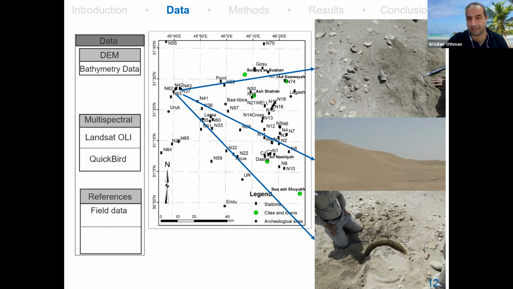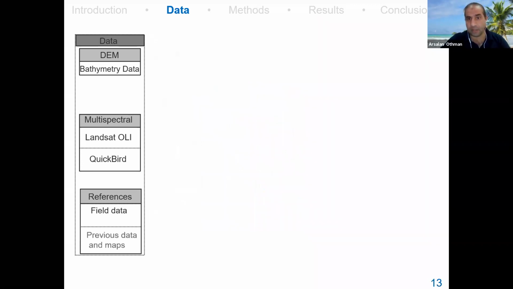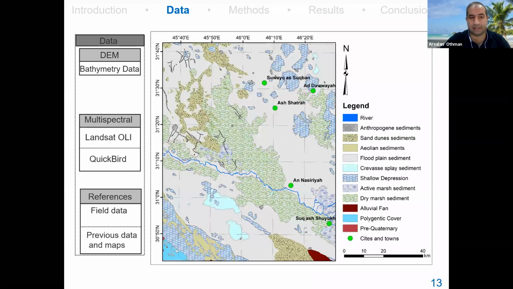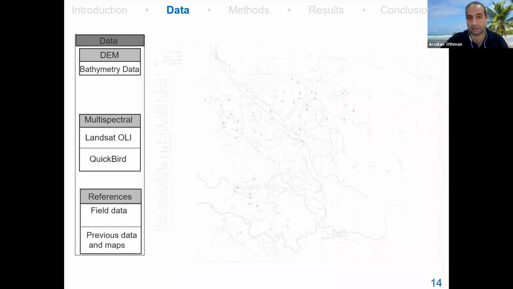The importance of this data is that normally this data is found far from the roads, and it needs a geologist to detect it, because we know how to reach these sites. Also, as I told you, I used the previous data to check also the QuickBird, and also the previous maps to be accurate about our results.